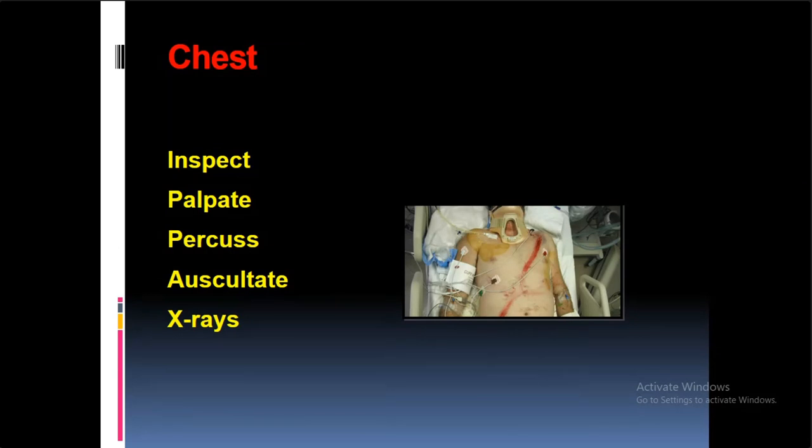In the chest, after looking at the head and neck, I will look at the chest. I should inspect, then palpate for rib fractures and emphysema, then percuss for any pneumothorax, hemothorax, chylothorax or something. After that, auscultate breath sounds and heart sounds. And if I find nothing, I can ask for X-rays of the chest. As we see here, the seat belt sign is due to seat belt injuries in these multiple traumas.